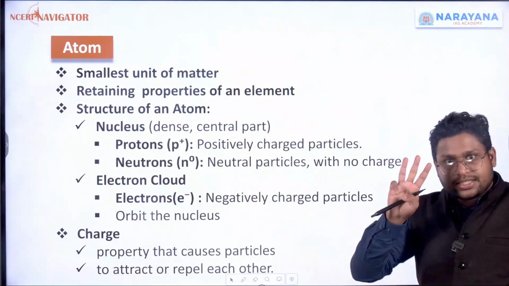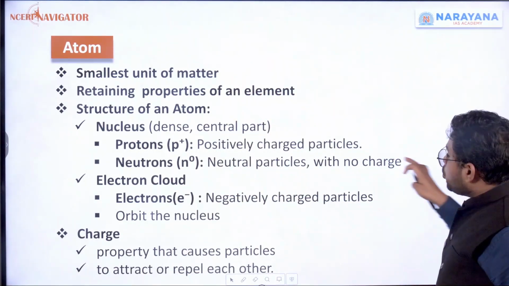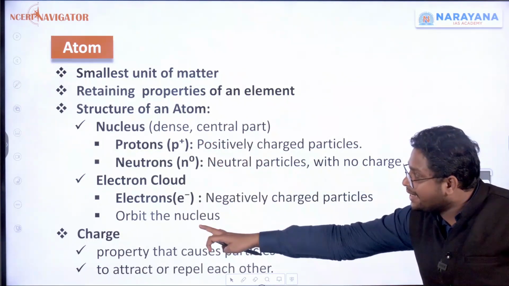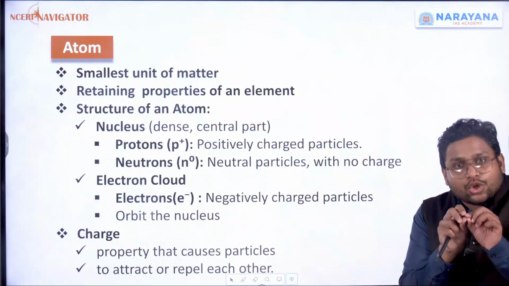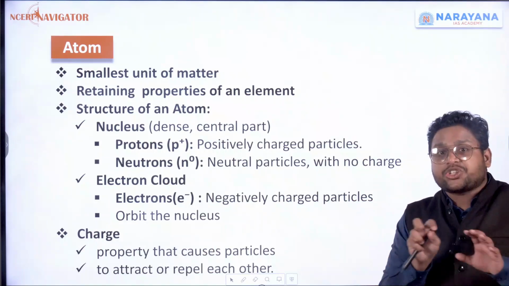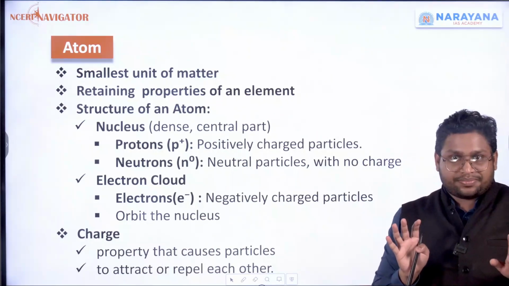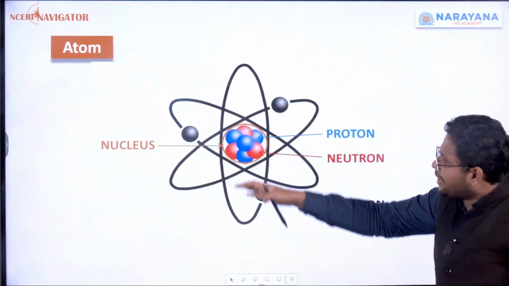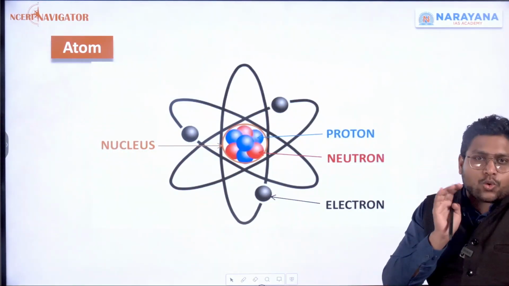Clear? These three things: proton, neutron and electron. Positively charged, negatively charged, and neutron will be neutral. They won't be having any charge as such. Clear? So this is the structure of an atom. This is how an atom will look.